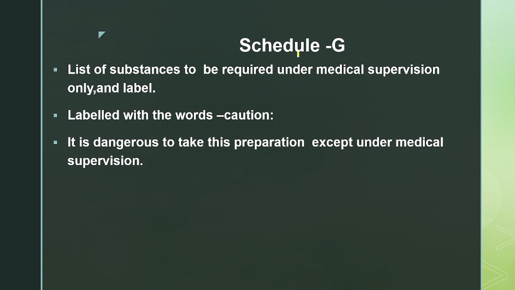And schedule G, according to the Drugs and Cosmetics Act 1940 and the Rules 1945, is an important schedule. The listed substances must be taken under medical supervision only, and the label must carry the caption: it is dangerous to take this preparation except under medical supervision. The drugs coming under schedule G must be taken under medical supervision only. Without medical supervision we cannot take those medicines. Okay, this is about schedule G.